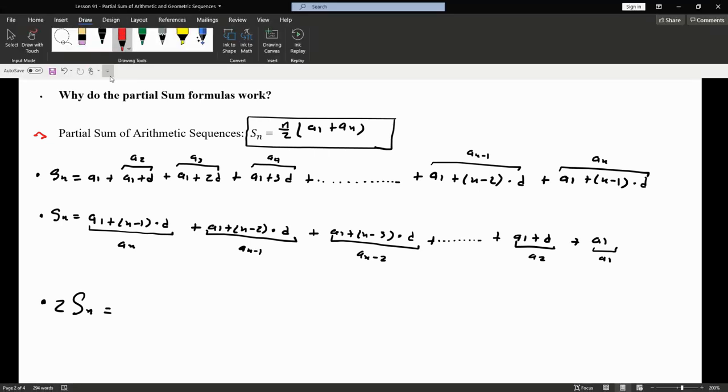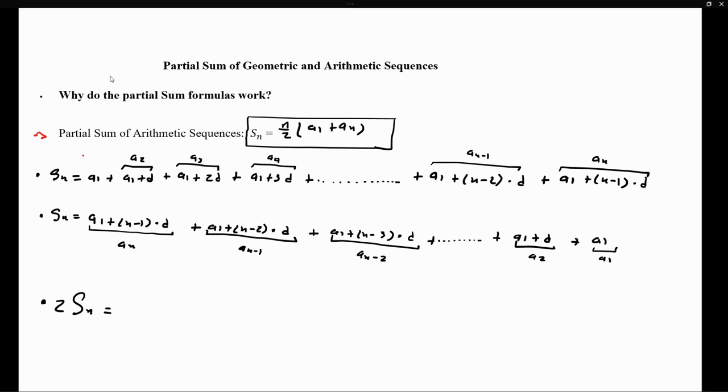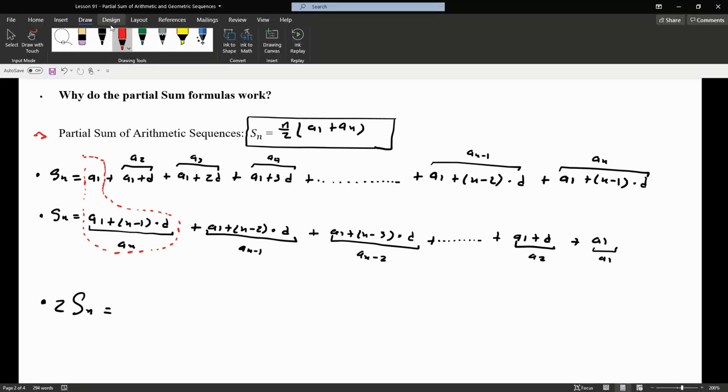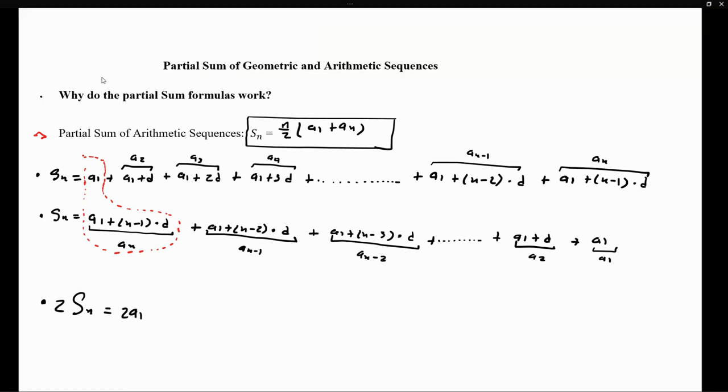So if I want to add them up, I'm just going to add them up in order. I'm going to add the first term of my first expression for s of n with the first term in the second expression of s of n. Right now I'm trying to define 2s of n, which is just the addition of those two. But if I add them up, notice what this is going to give me. So it's going to be a plus a, so that's 2 a of 1 plus this expression, n minus 1 times d.